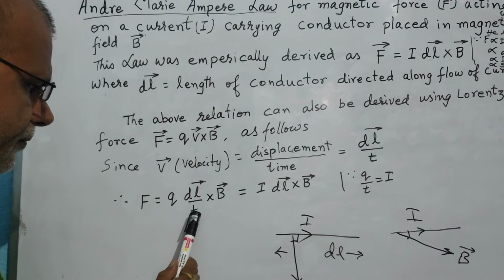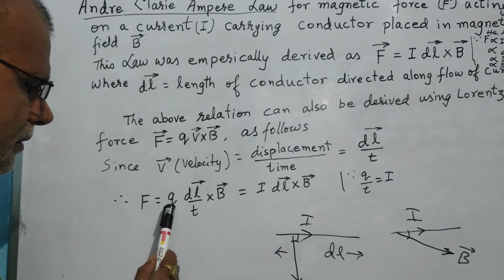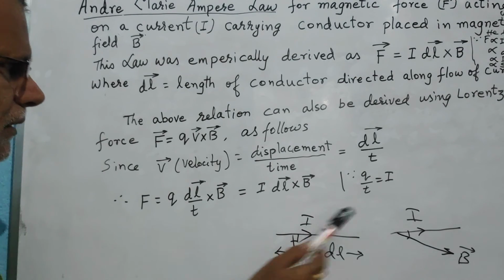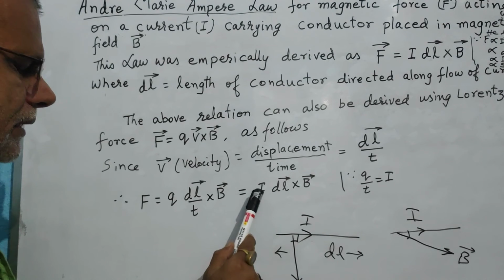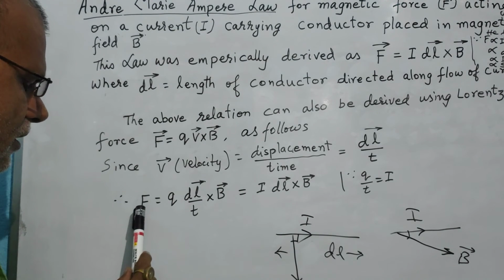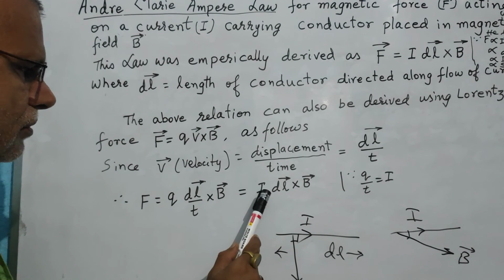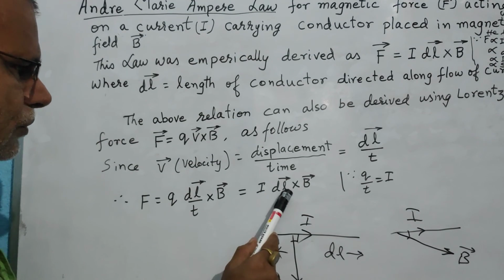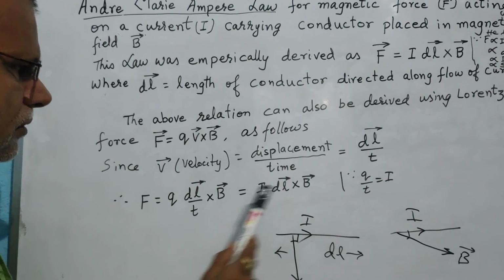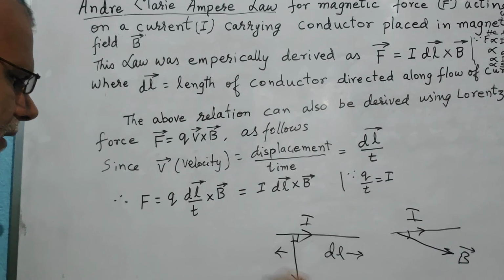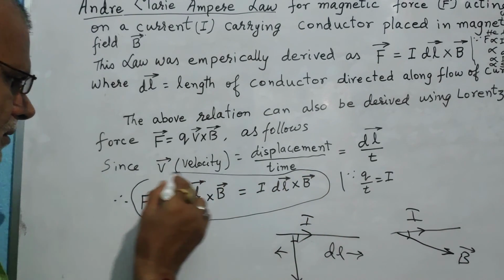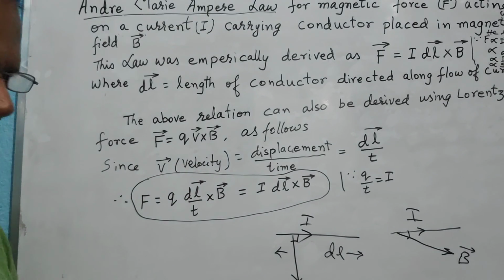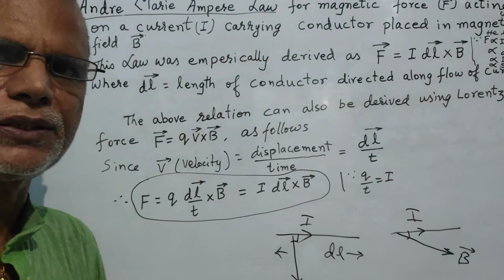So here you see, if you take this t over here, you divide Q by t, you get I, meaning the current in the conductor. Therefore the magnetic Lorentz force is equal to I into dl cross B. So we are getting the same relation which was empirically derived, when we use the Lorentz force. That's all for today. Thank you and have a nice day.